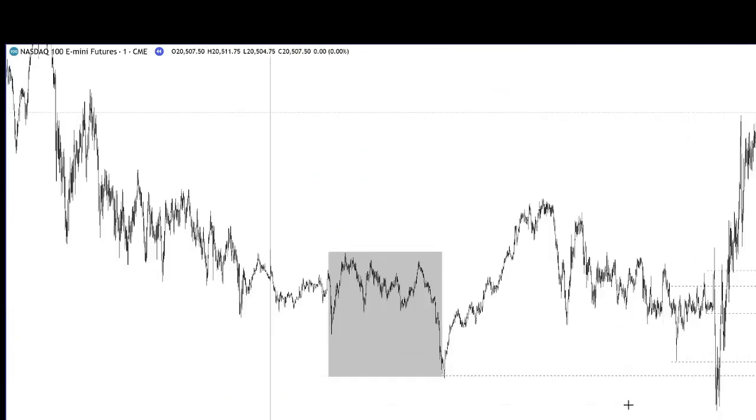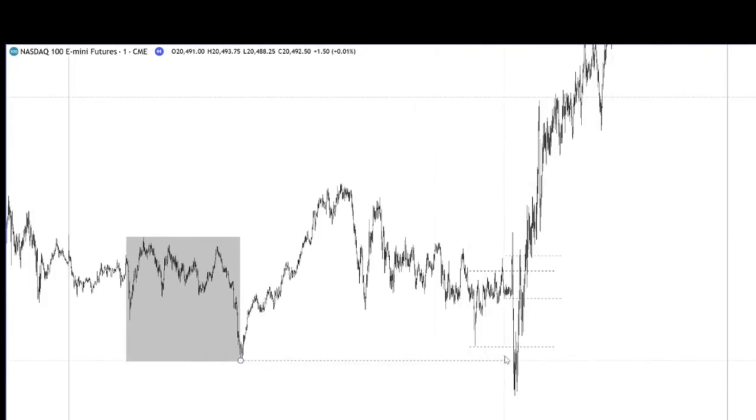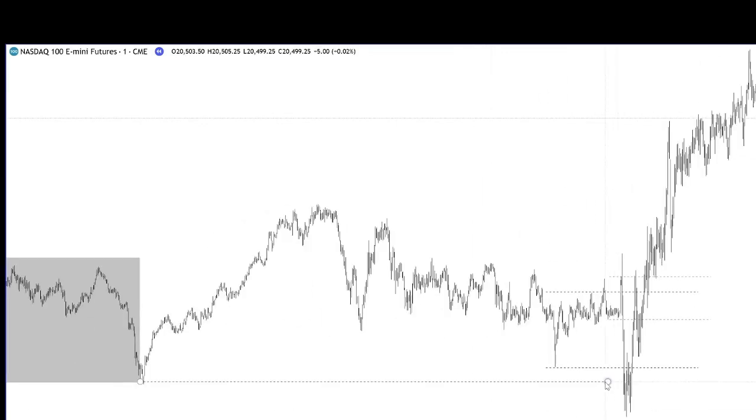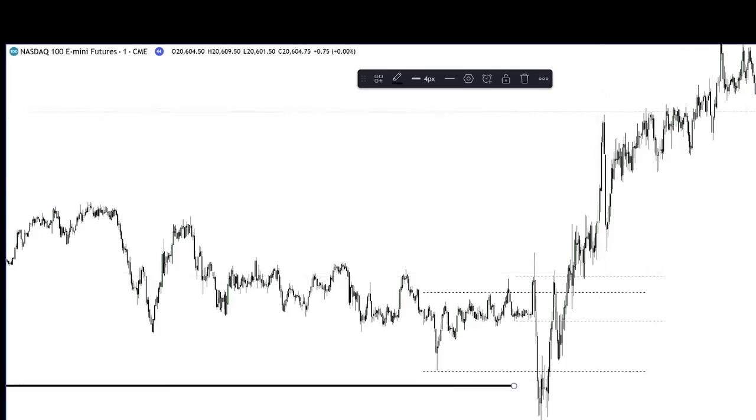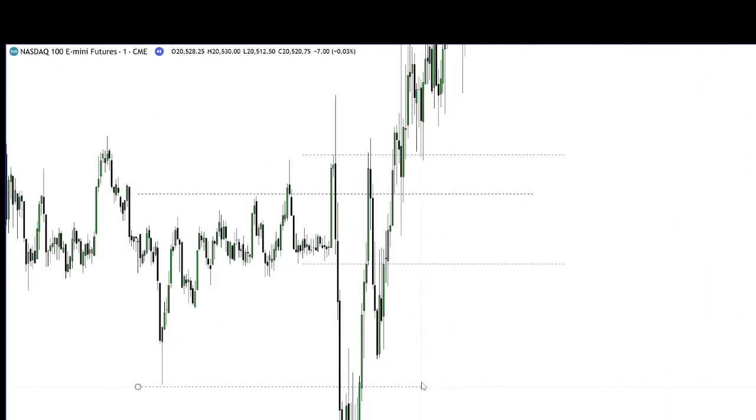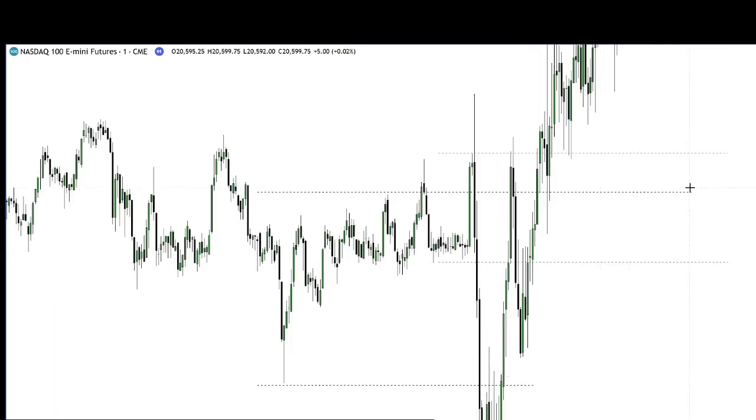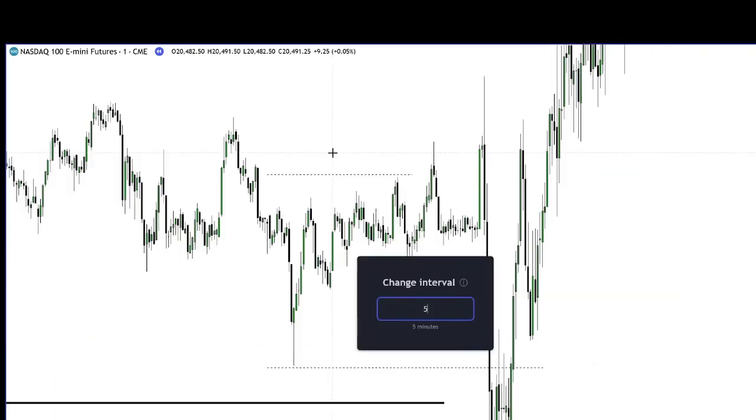On the 1 minute time frame, we are going to look for a change in state of delivery. Why? Firstly, we have a key level in the form of this level right here. Let's make this a thick black line. This is our key level. This is the 8 a.m. candle range low and the 8 a.m. candle range high.